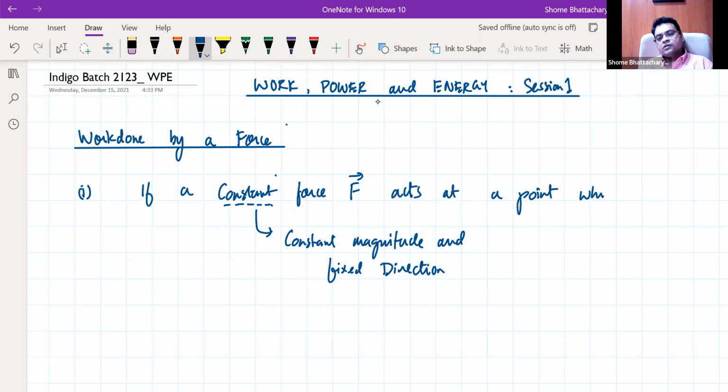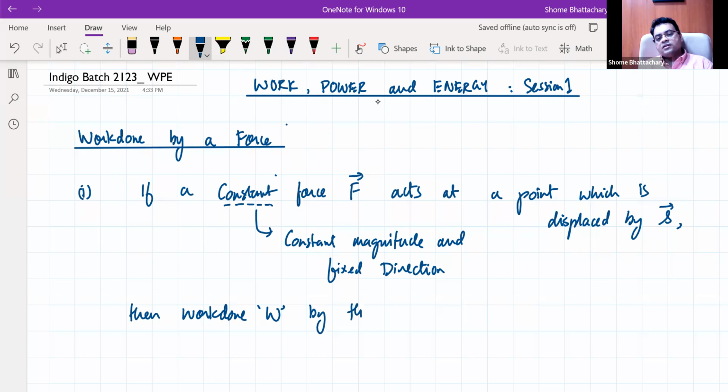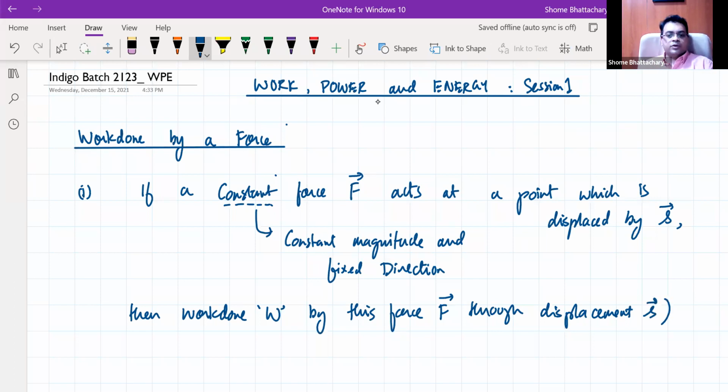which is displaced by displacement S, then the work done by the force, which you can denote with the symbol W, through the displacement of S is given by a simple definition, which, as you might be knowing, is the dot product.